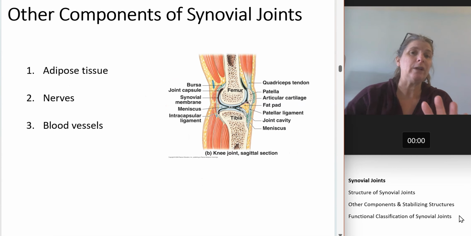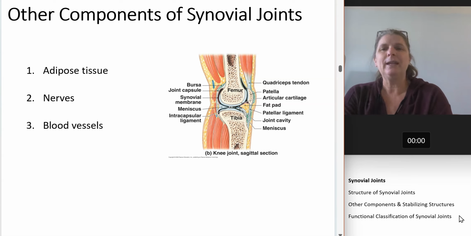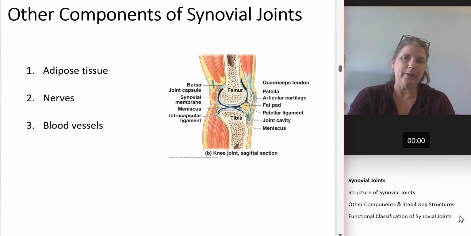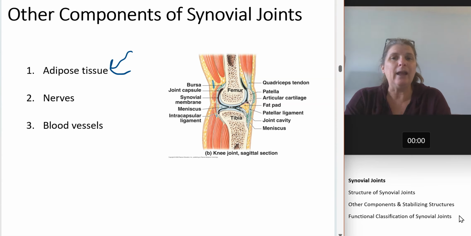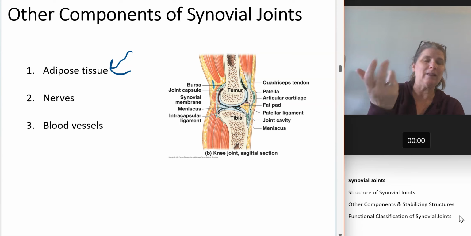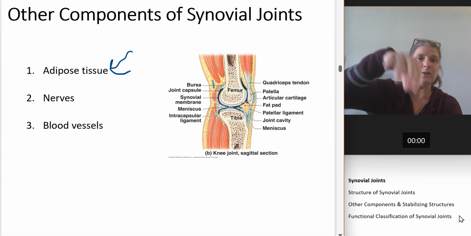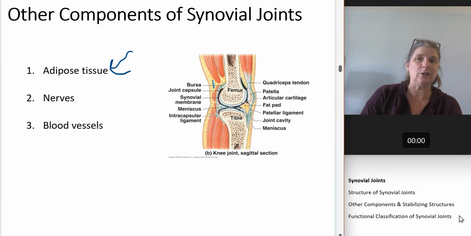So those are the four features always found there, okay? Now these are usually there. I don't know why they don't just say that these are there too, but this is how your book classifies it. So just know that a lot of joints have fat, and the fat is kind of like the packing peanuts of the body. It kind of fills in spaces and cushions and supports.